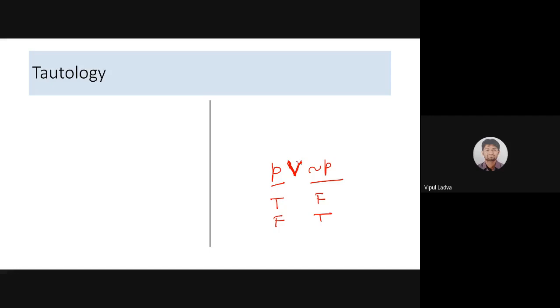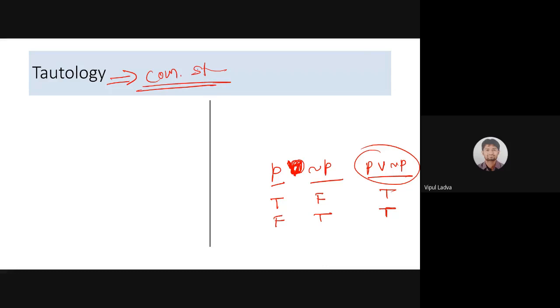And if you look for its disjunction, then in any of the cases, if one of them is true, that value is true. Is it? So this is what I'm saying. Tautology is one of the compound statements. Tautology है क्या? What is tautology? This is one of the compound statements कि जिसकी value, the value of which is always true in any of the cases.